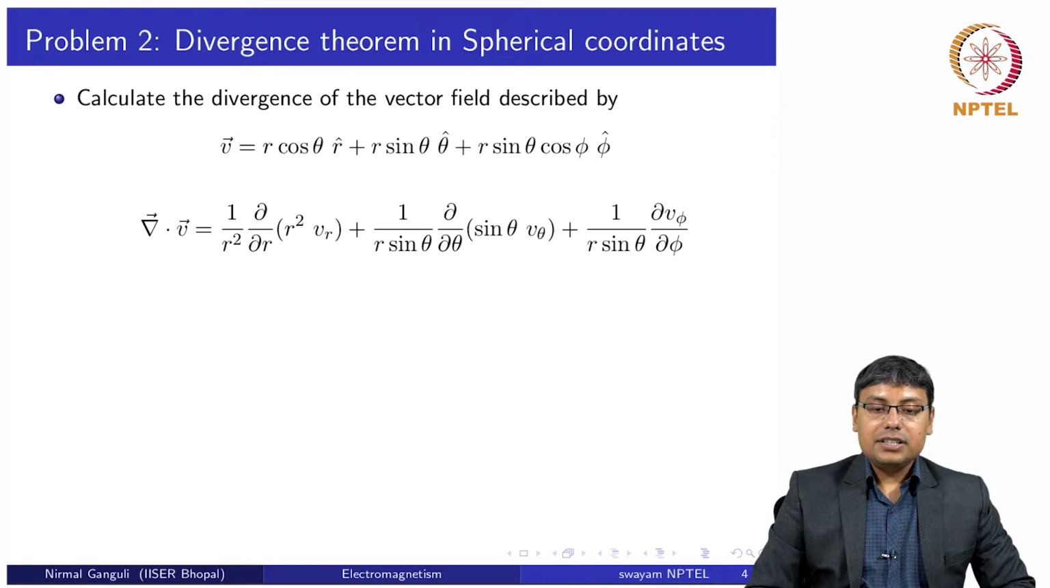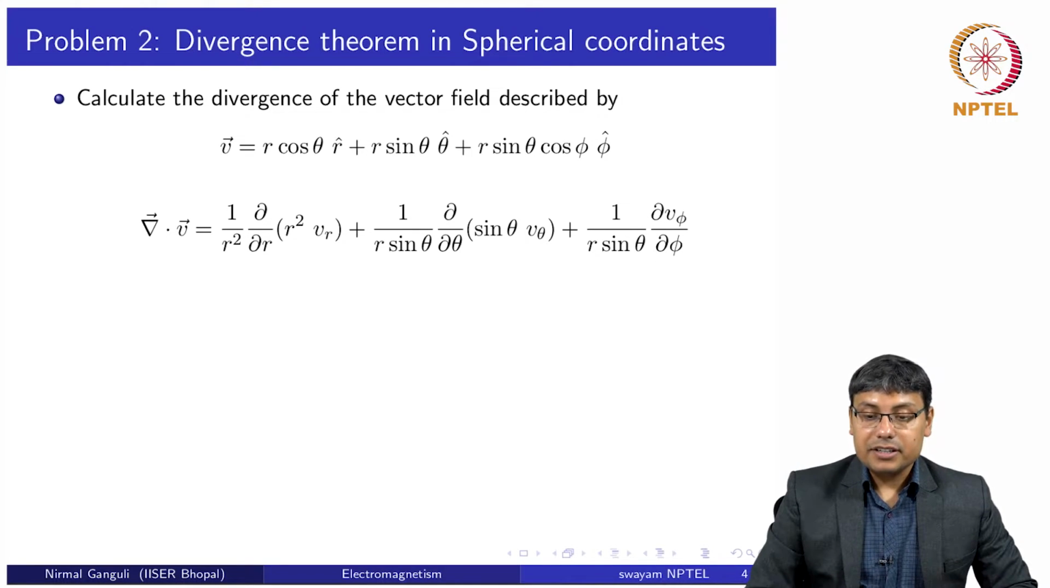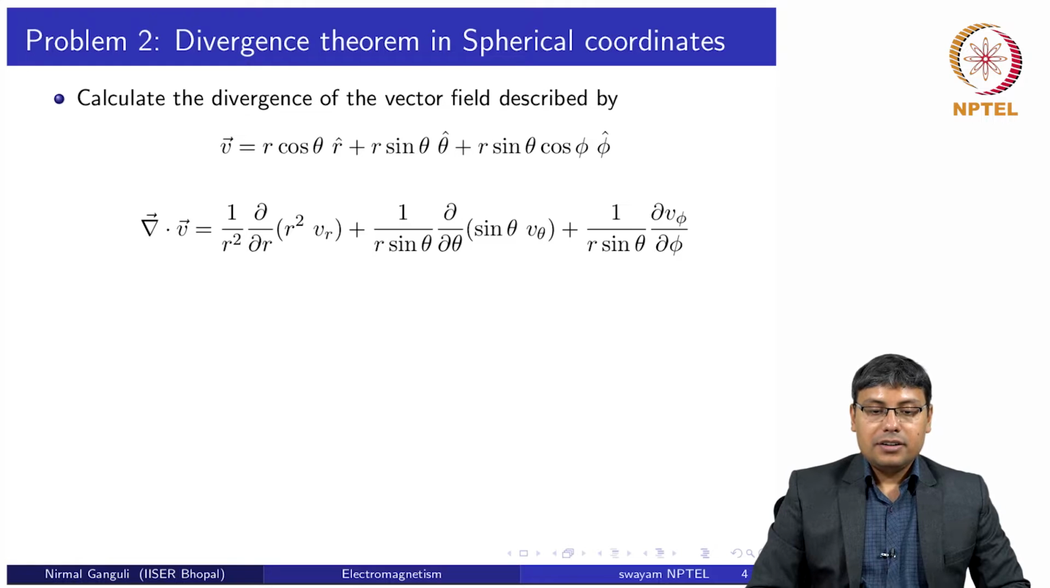And the divergence of a vector field V in spherical coordinate system, this is the expression for that. We have obtained this earlier, we have written this down earlier. It is 1 over r squared del r of r squared times the r component of the vector, plus 1 over r sine theta del theta of sine theta times the theta component of the vector, plus 1 over r sine theta del phi of the phi component of the vector.